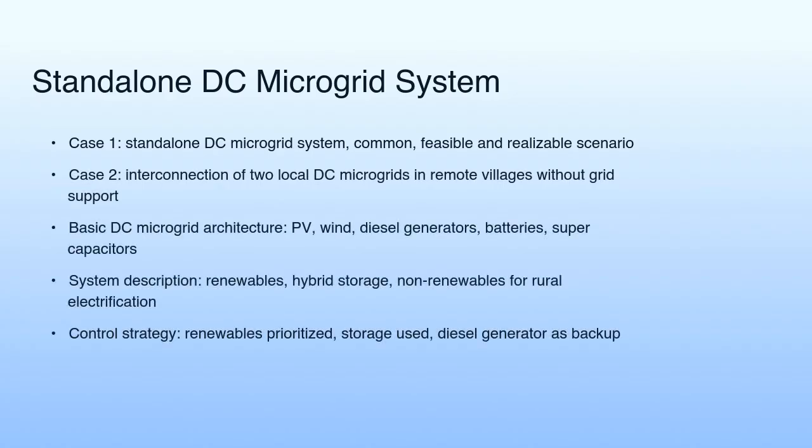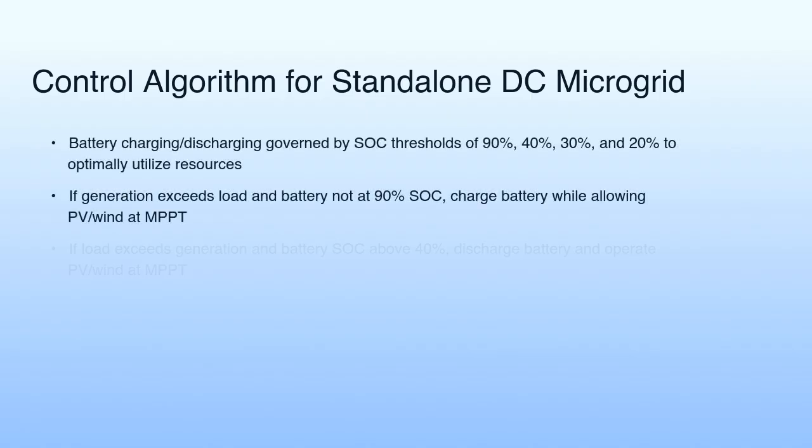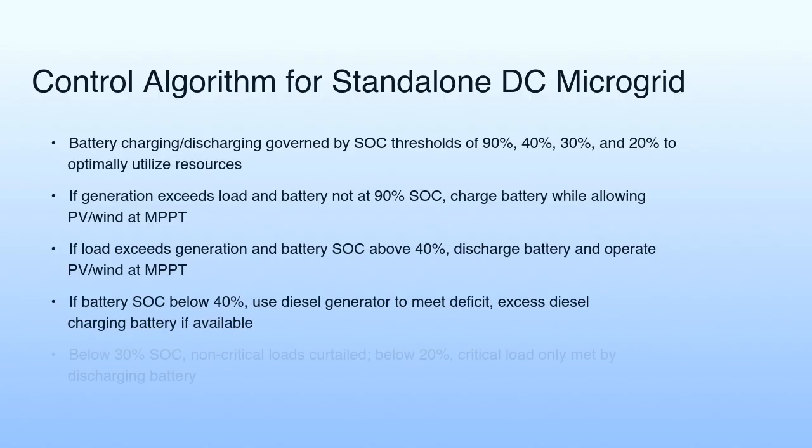This basic architecture includes photovoltaic and wind sources, diesel generators, batteries, and supercapacitors to meet the demand for rural electrification. A control strategy is implemented to prioritize renewable energy sources, optimally utilize storage, and use the diesel generator as a backup. Battery charging and discharging are governed by specific state of charge thresholds to balance load and generation effectively.